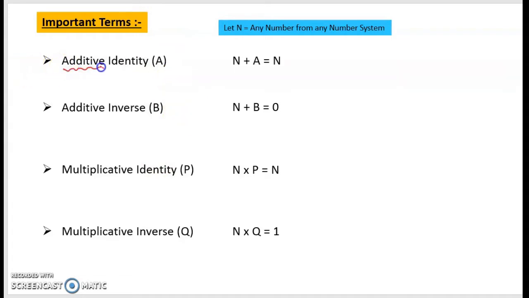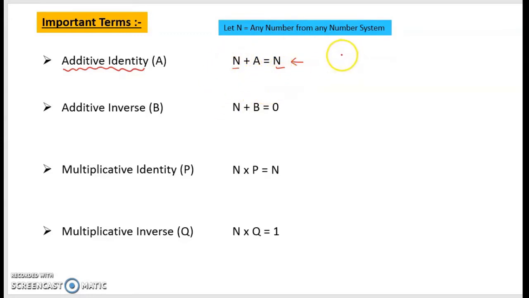Now additive identity. By definition it means a number which when added to any number gives the same number. For example, let us take n as any number, and a is our additive identity. So by definition it says that if a is added to the number n, the result will be n itself. There won't be any change in n.